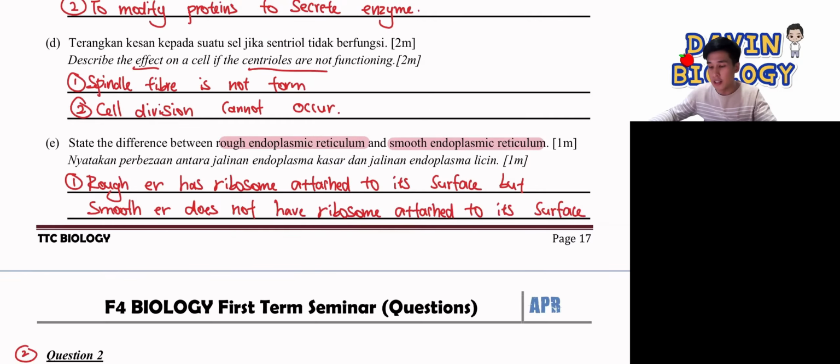Okay, this question, they basically want you to state the structure. It is understood: rough ER versus smooth, when they ask for the difference, definitely this one. So don't say the function. Usually, if they want to ask this more properly, they will say state the difference in structure. Usually they will write more precisely. So if you are asked about structure, then definitely it is this one. But don't write function.